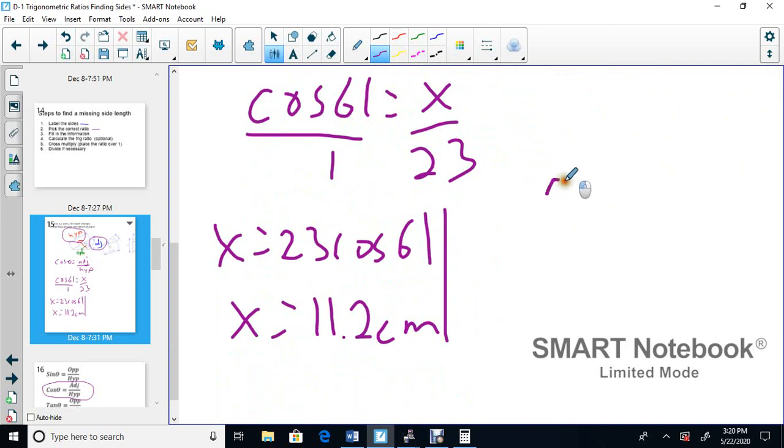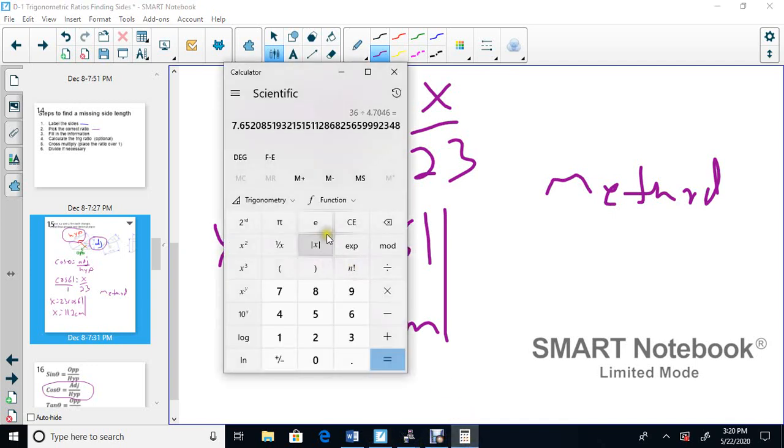Now, method 2, that other method. So you pick the method you like. So method 1 is this. After you filled in the information, method 2, right away, you figure out what cosine of 61 is. So if you like the other method here, you put cosine of 61. So you put 61 cos, for those of you that prefer this.